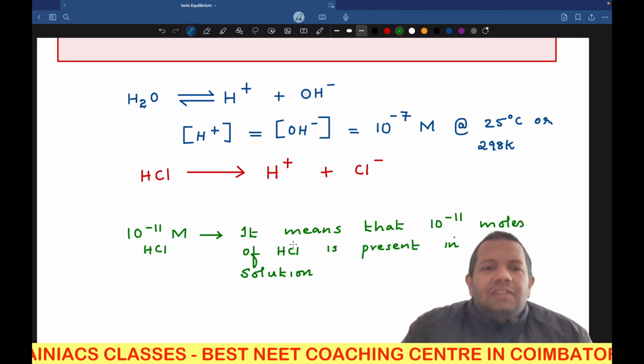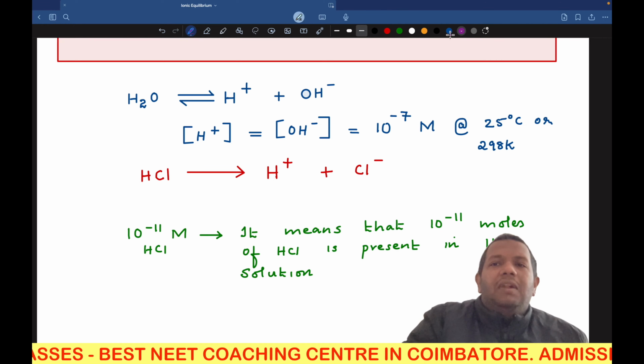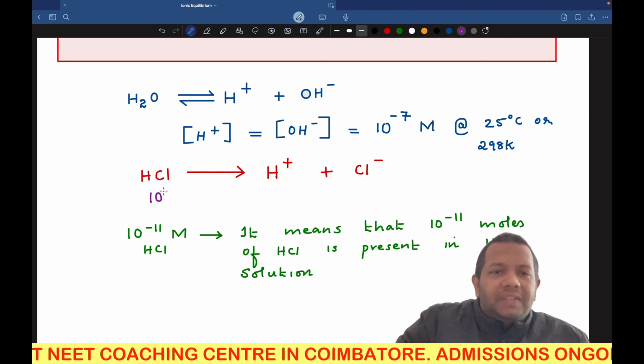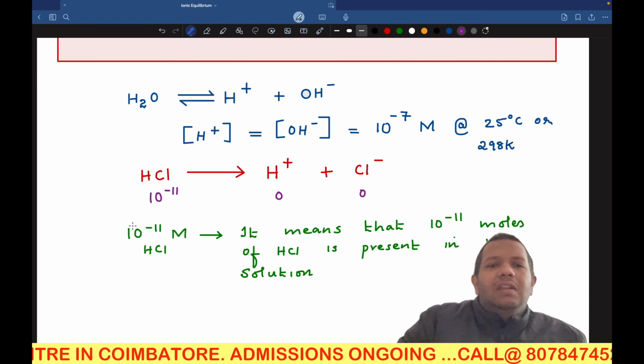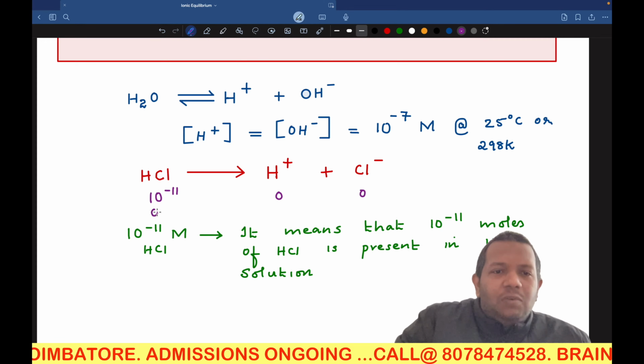So that means you can see 10 power minus 11 moles were present initially. So at that moment no moles are present here. Now at the final stage, here 0 would be present. So this is initial, and this is final. So finally here 0 is there. Why? Because HCl is a strong electrolyte and that will undergo complete ionization. As per stoichiometry, 1 mole of HCl can give you 1 mole of H plus and 1 mole of Cl minus.